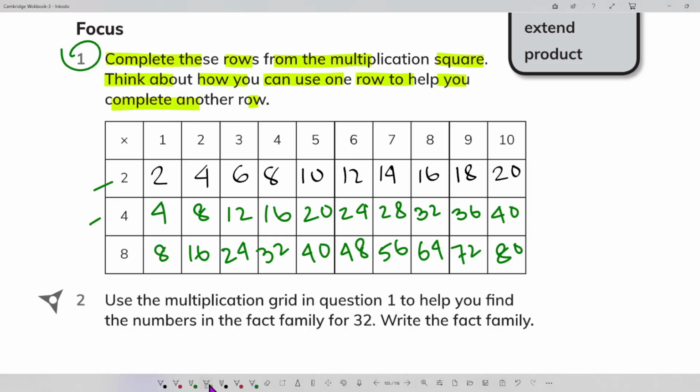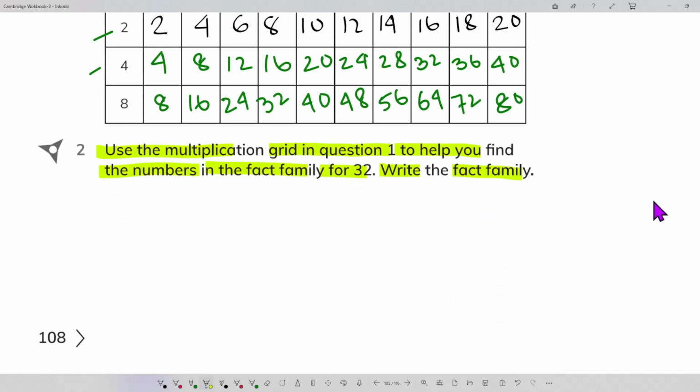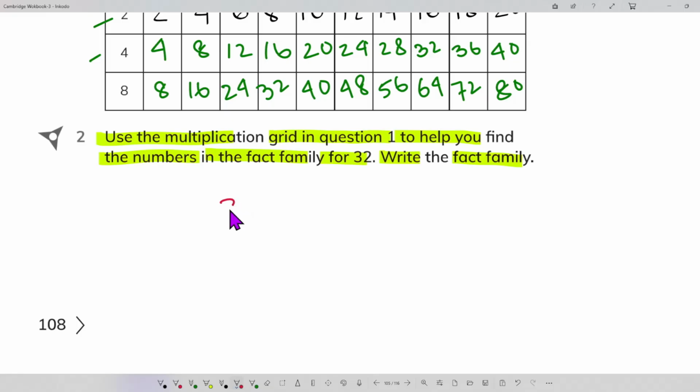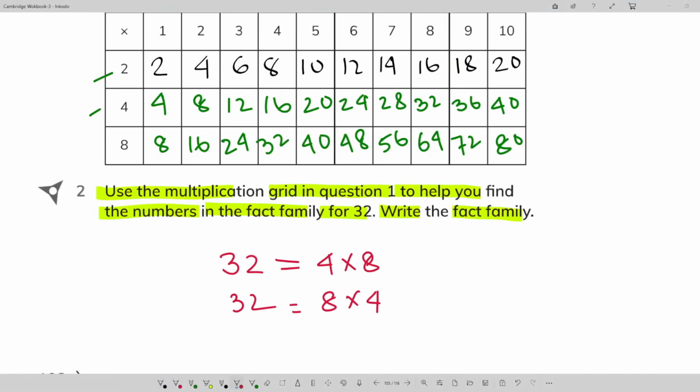Second question: use the multiplication grid in question 1 to help you find the numbers in the fact family for 32. Write the fact family. So this 32, we can write 32 equals 4 times 8. 32 equals 8 times 4, right? These kinds of questions, we can get help from question 1.